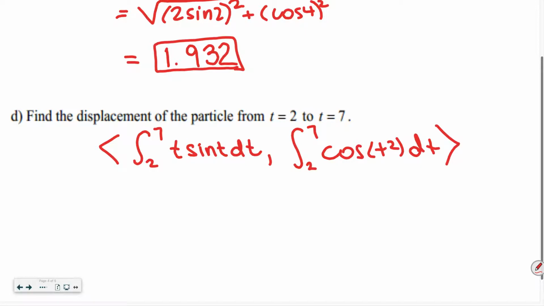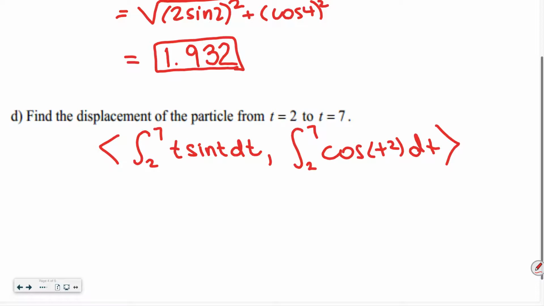If you have a neutral shade of shirt, like black, brown, white, tan, gray, you are finding the displacement of the horizontal component. If you have a non-neutral color of shirt, please find me the dy dt.